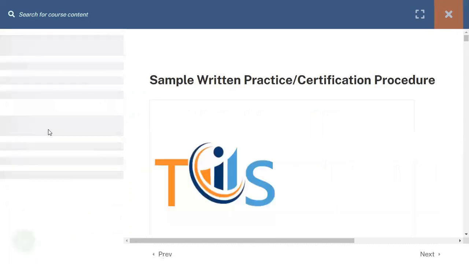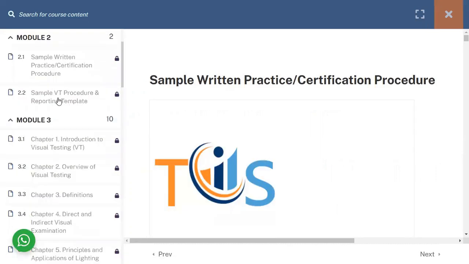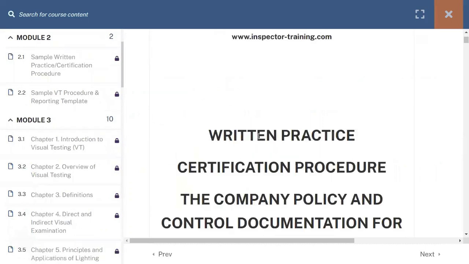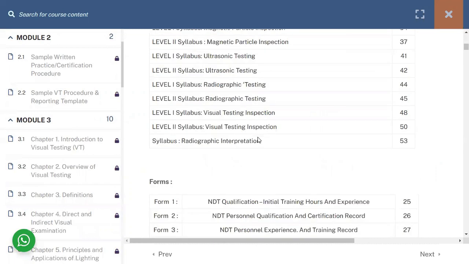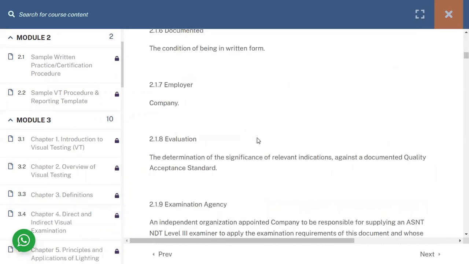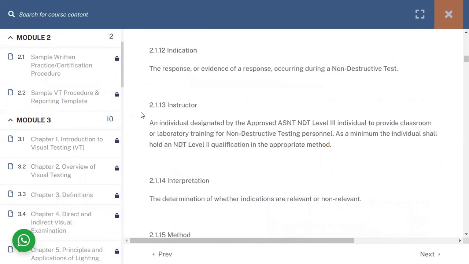So you know where this is coming from. We explain how that works, and then a sample VT procedure and reporting template, because you should always work according to an approved procedure.